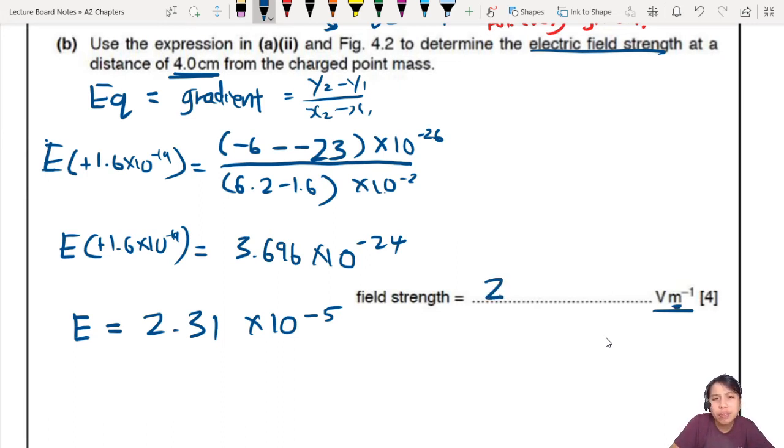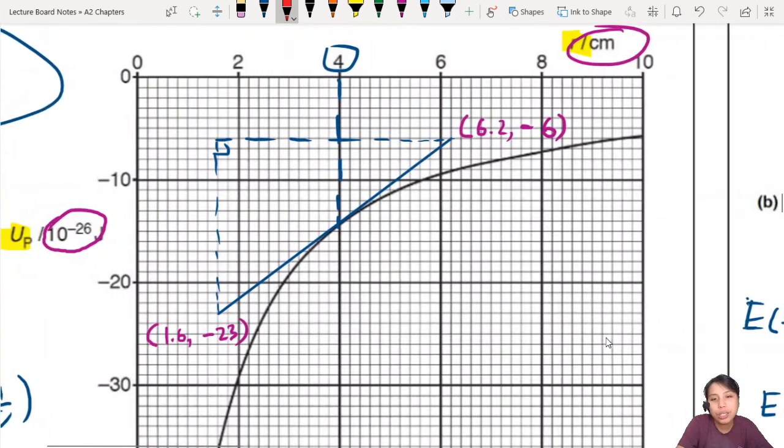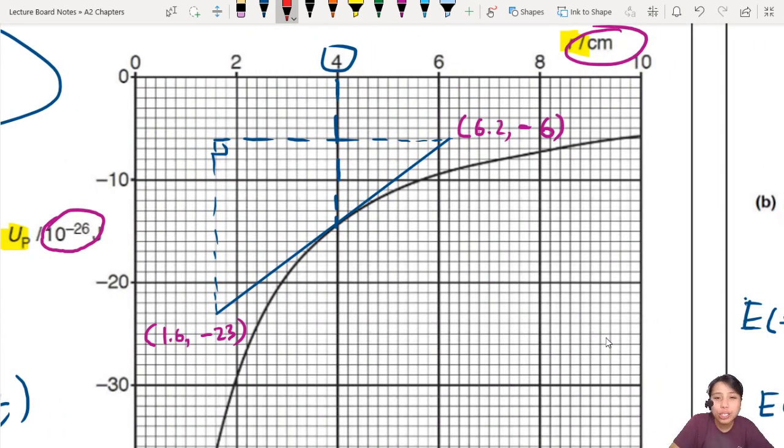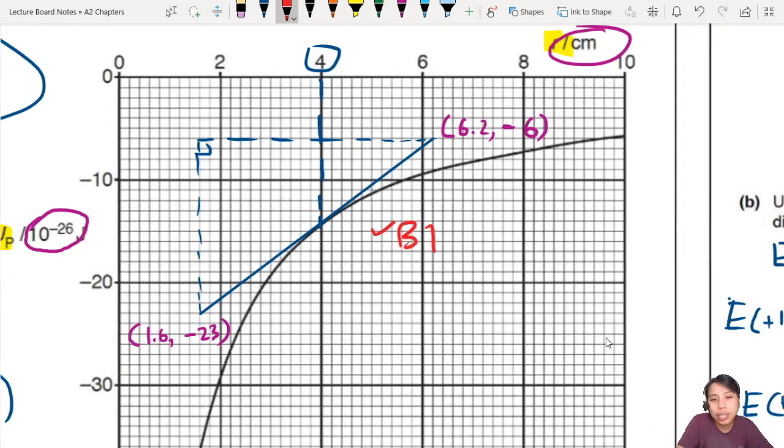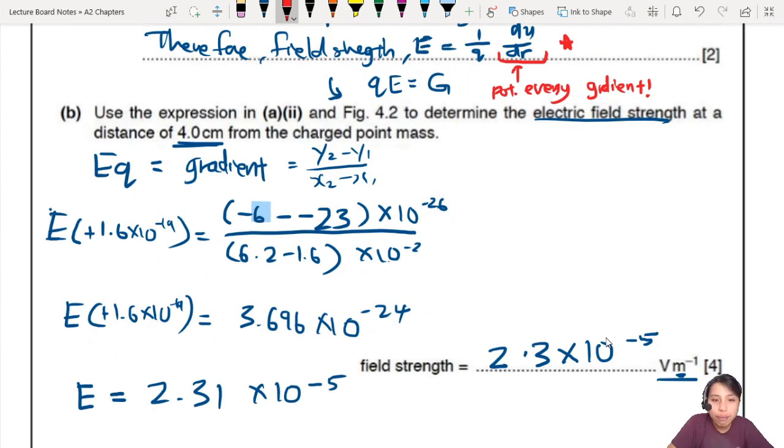I guess my least significant figures is 6, so I will give 2 SF, which is fewer than my raw value. So 2.3 times 10 to the negative 5. There are 4 marks to do this whole process. The first one comes if you attempt to draw a tangent on the line. Don't care how ugly it is, okay? If you attempt something here, you get a B1 mark for trying to find the gradient. If you actually found the gradient, not bad. You might get 2 marks here.